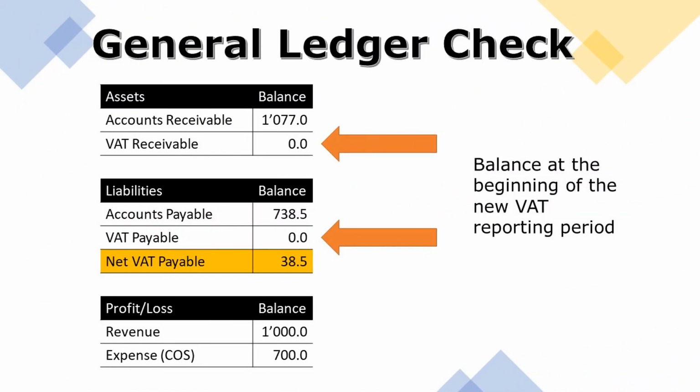The balance of the general ledger at the beginning of the new tax period shows zero balances on VAT receivable and VAT payable accounts, whilst showing the VAT liability in the net VAT payable account.